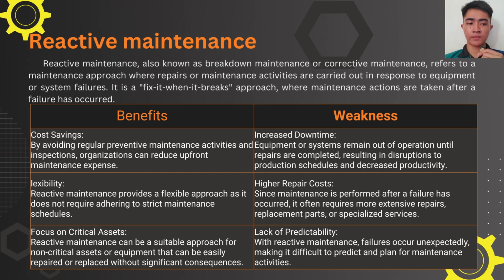Weaknesses, which is increased downtime. Equipment or system remain out of operation until repairs are complete, resulting in disruption to production schedule and decreased productivity. Higher repair costs. Since maintenance is performed after a failure has occurred, it often requires more extensive repair, replacement parts, or specialized service. Lack of predictability. With reactive maintenance, failure occurs unexpectedly, making it difficult to predict and plan for maintenance activities.